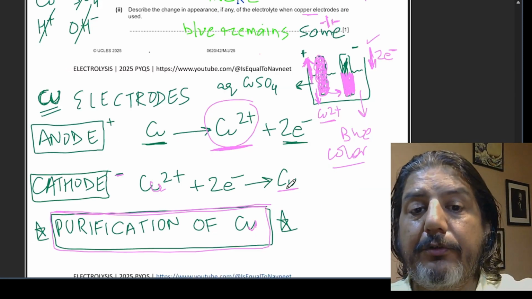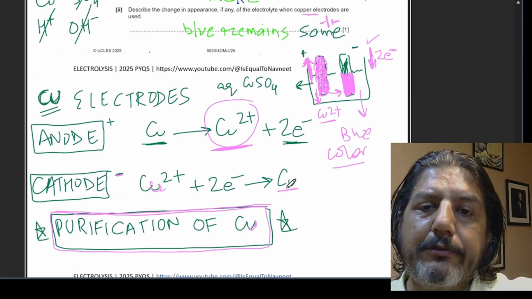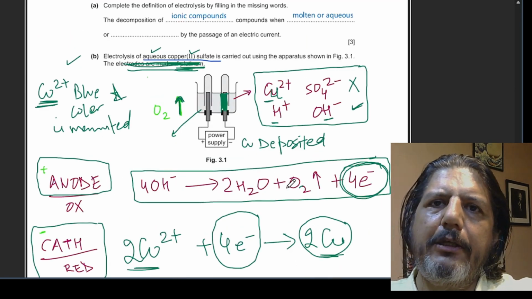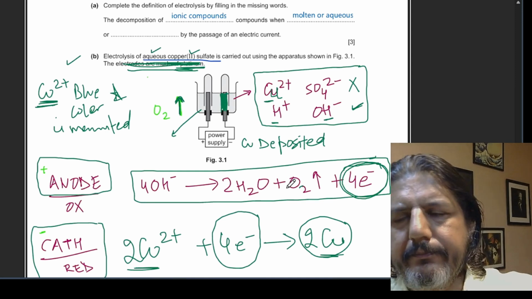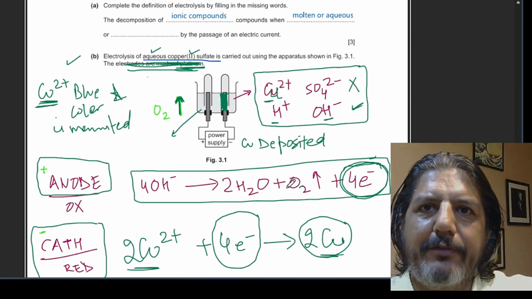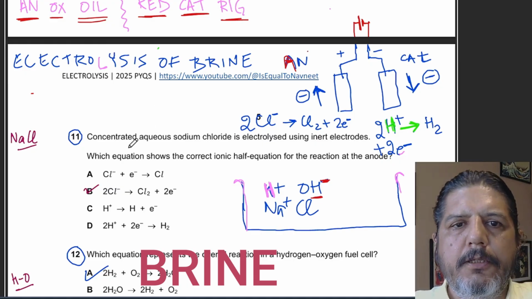So this is an interesting question, and because it requires a lot of understanding, you should be aware of the effect of the electrodes, whether they are active or inert. Let's look at the next question.